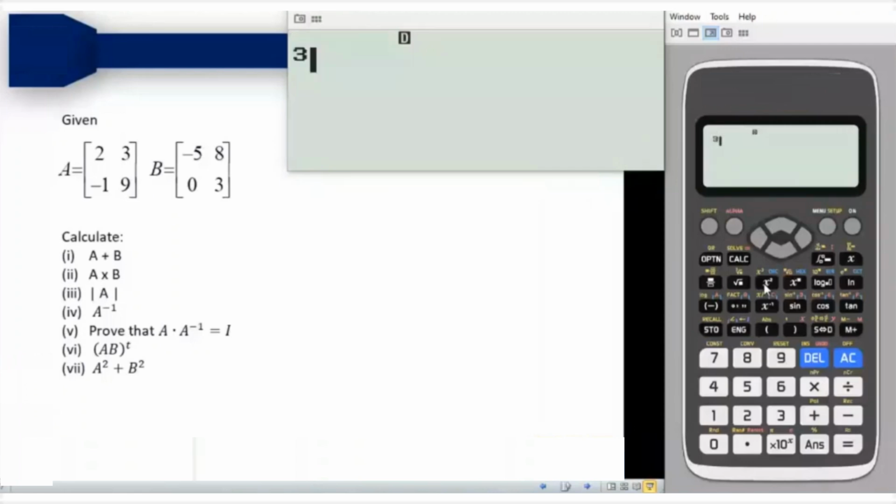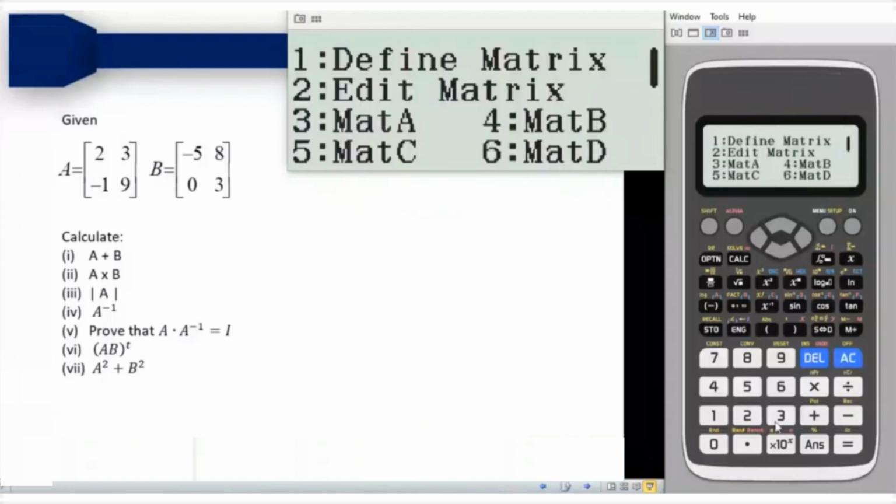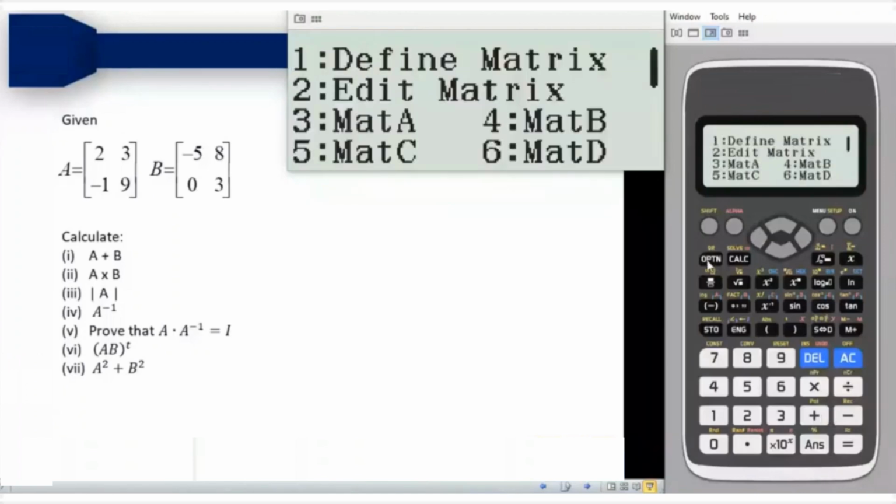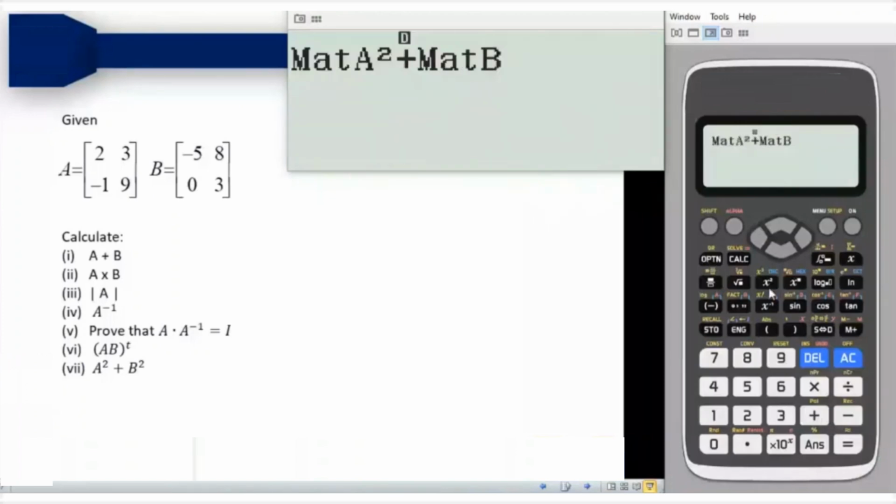So if, let's say, I wish to perform A square plus B square, what I will do is press option. I will press 3 because option 3 is matrix A. I will press the square button. So it is square of matrix A plus. I will press option 4, that is matrix B, and I will press square again. So matrix A square plus matrix B square, and when I press equals to, I will get the final answer.